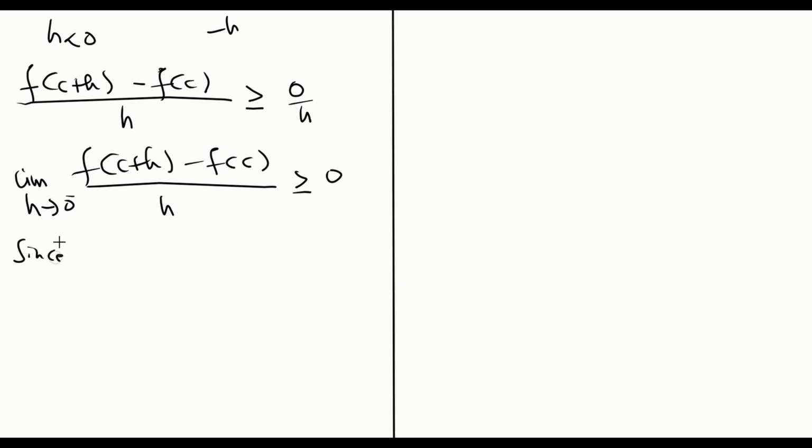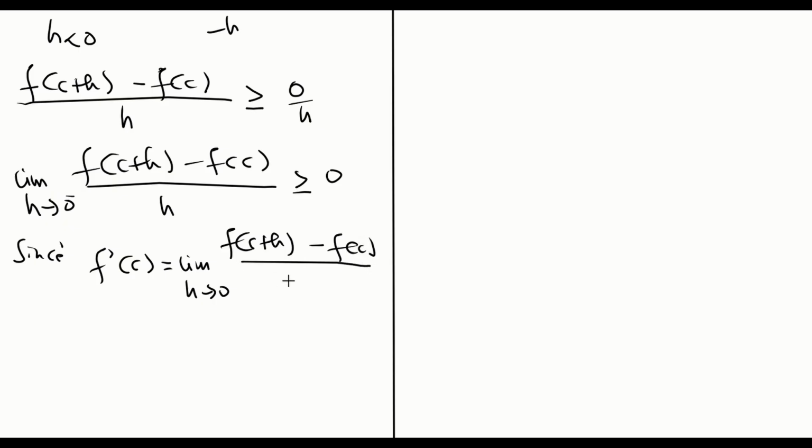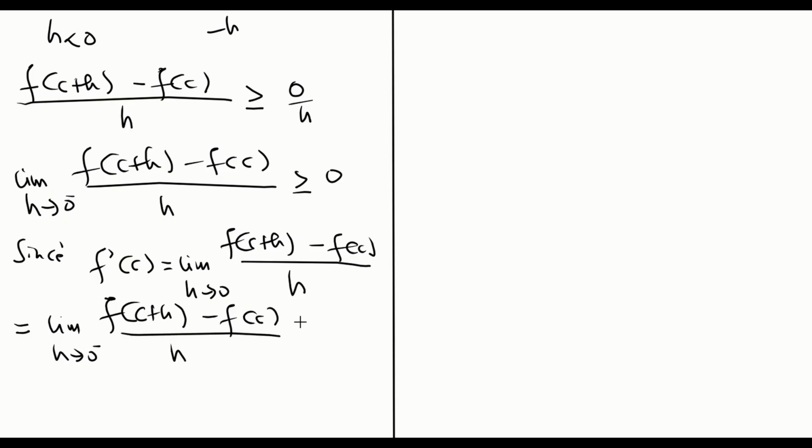Alright, so since my f prime of the function at c exists, which is the same as my limit as h approaching 0 of the function at c plus h minus the function at c all over h, since this exists, then it should be equal to this guy, which is the same as my limit as my h approaching 0 from the left hand side of the function at c plus h minus the function at c all divided by h, which is greater than or equal to 0.